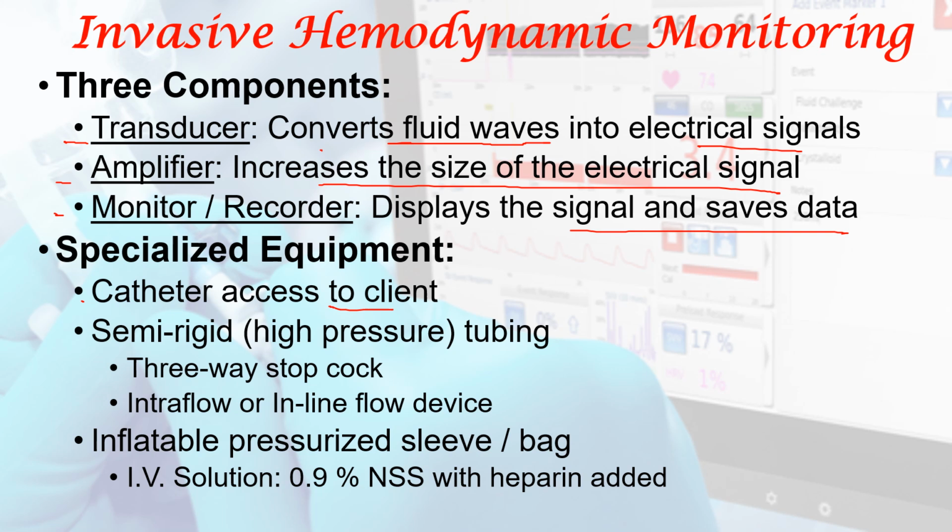Then next we use semi-rigid high-pressure tubing. That is a three-way stopcock, and an intraflow or inline flow device. Then third is the inflatable pressurized sleeve or bag. So that is the bag. In that bag we insert the IV solution, especially 0.9% normal saline solution with heparin added. That is the general standard practice.